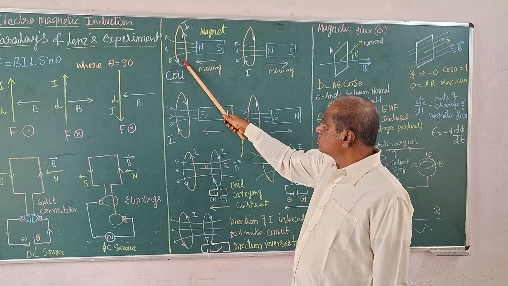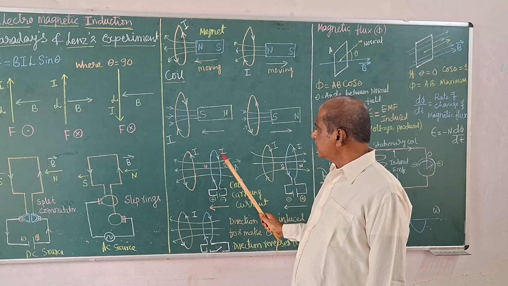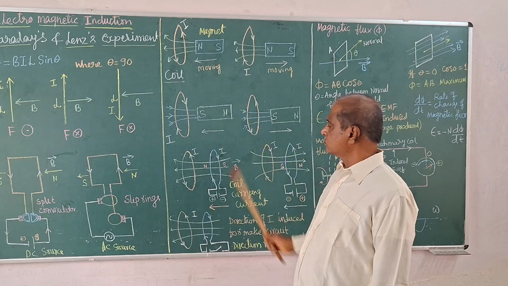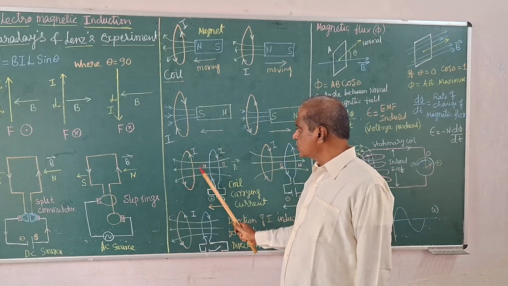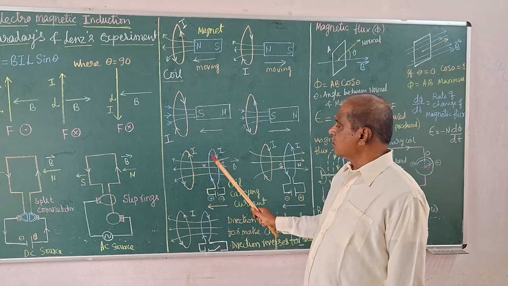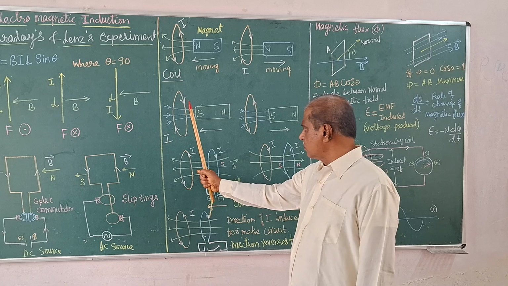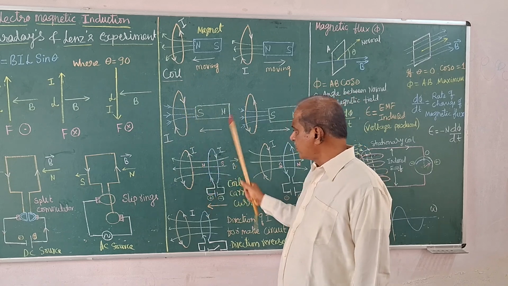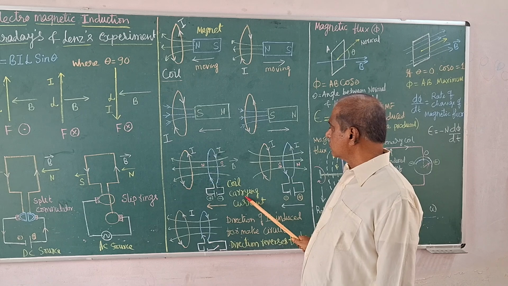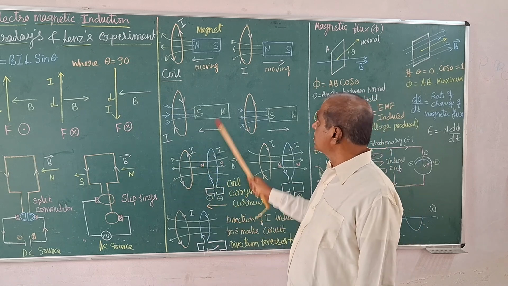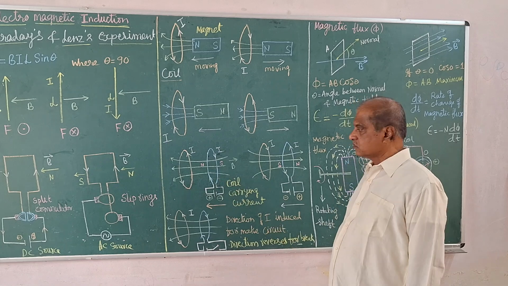this. No change. Replace this by this. This acts similar to this one. Moving closer to this, current is induced in the anti-clockwise direction. Suppose the coil is moving backward, that is, moving away from this. It is not shown here. Then the current direction reverses like this. This experiment is done.